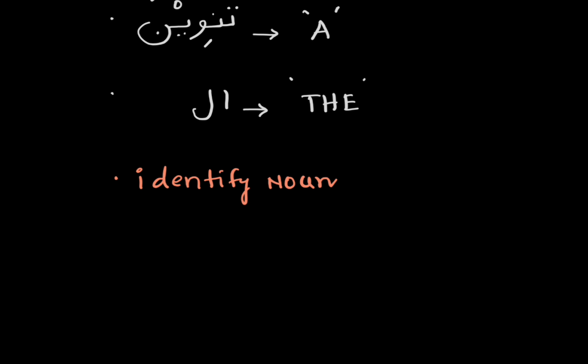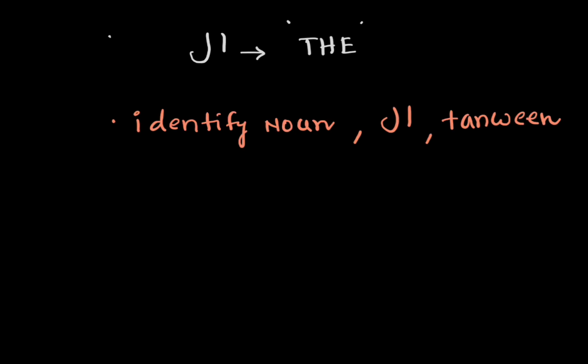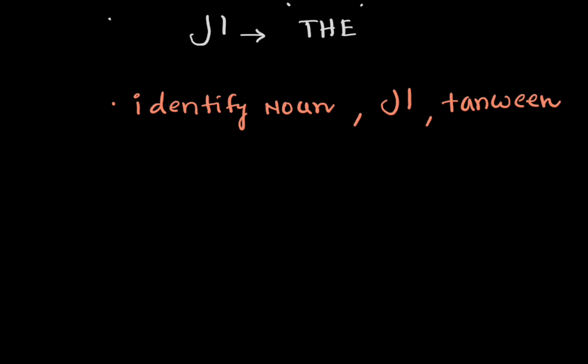So after the class, open the Quran and search for words which start with alif lam and end with tanween. Just identify the words which start with alif lam or the words which end with tanween. Those words are nouns. The tanween is also known as dammatain, fathatain or kasratain.